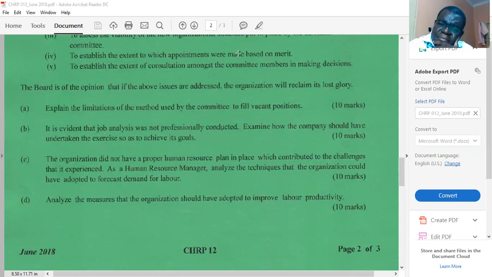Somebody else? You want to carry out the job analysis exercise in a manner that is deemed professional. The exercise was done in a professional manner. Somebody else?